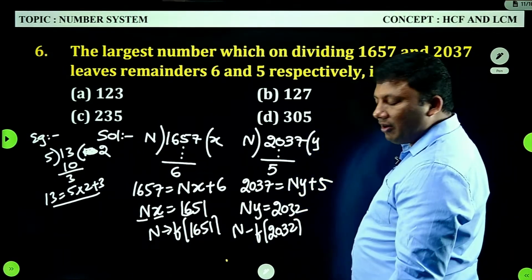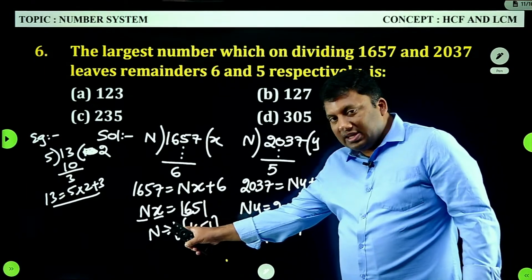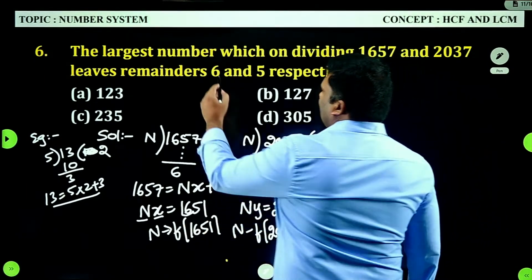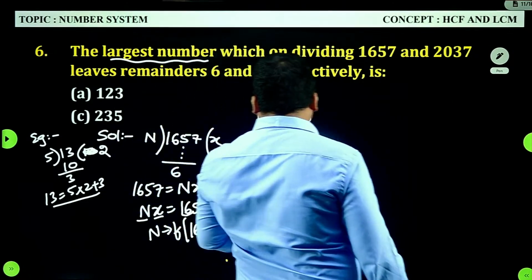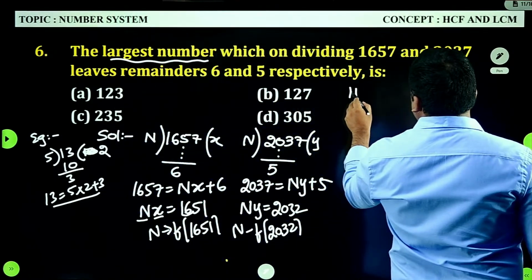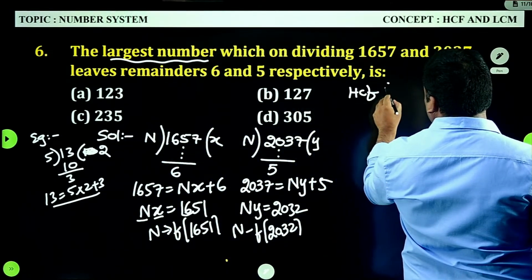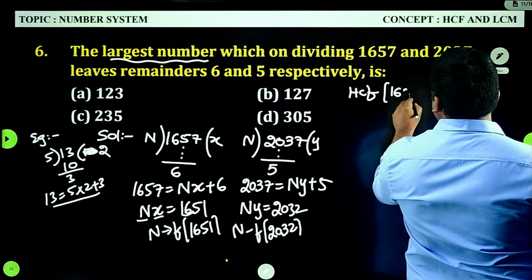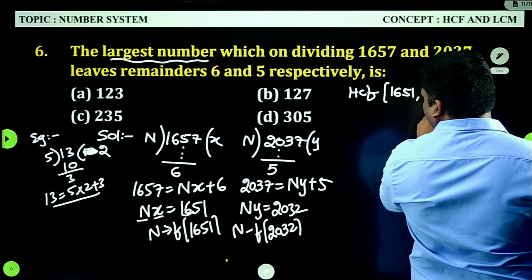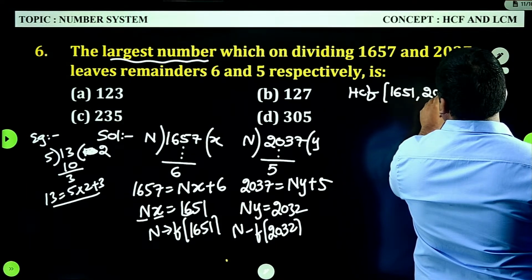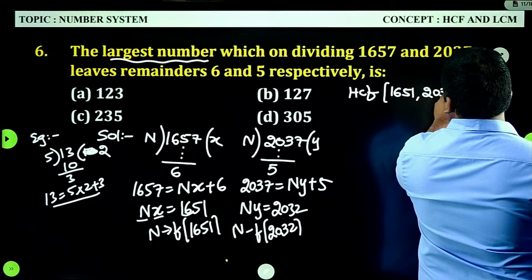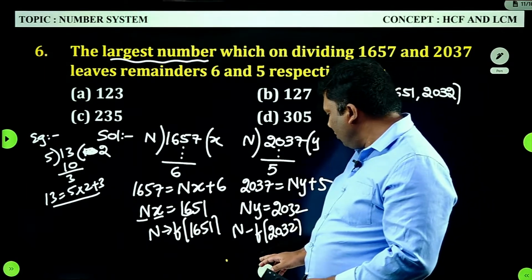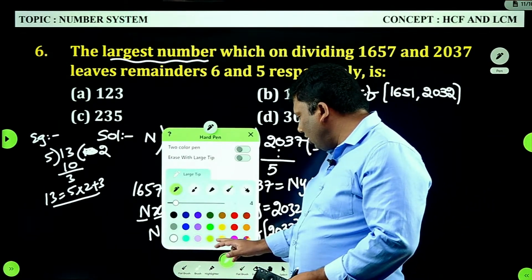N is a factor of this number, and n is a factor of that number. I want the largest factor. That is the reason I will take the HCF, where H means highest, which is the largest number. HCF of 1651, 2032.